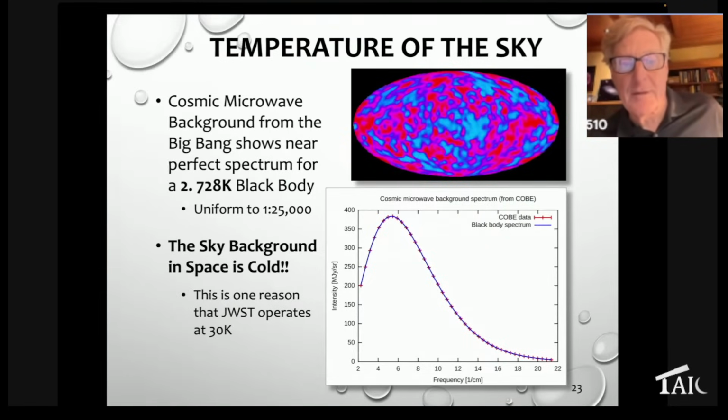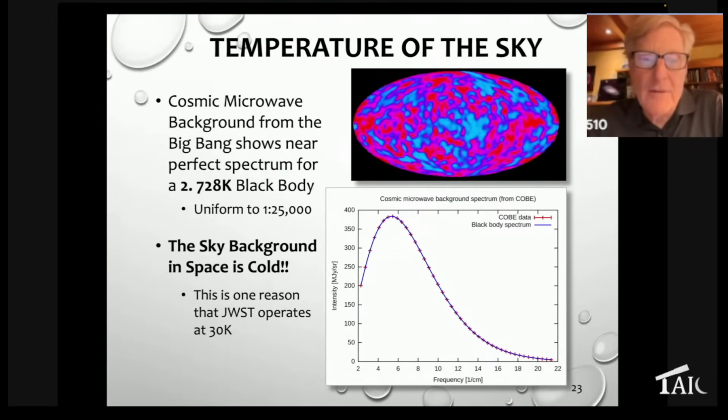But the Cosmic Background Explorer satellite was very, very sensitive, and they could actually look at small variations in the background radiation from the sky. This upper plot shows some of that non-uniformity. But remember, that non-uniformity is extraordinarily tiny. So the overall message here is that the sky background of space is very cold. And by the way, it's one of the reasons that the James Webb Space Telescope operates at 30 degrees Kelvin, because it's radiating to this 2.7 degree black body radiation in the sky.